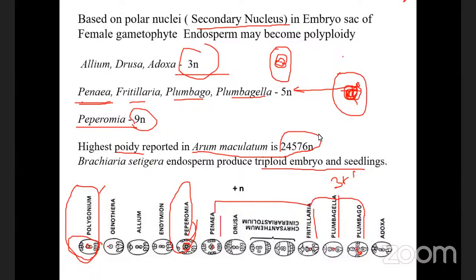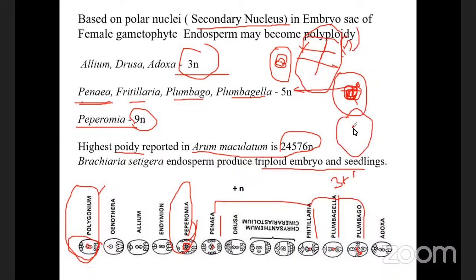24,000. You see the polyploid endosperm. Endosperm formation in angiosperms takes place by double fertilization, whereas in gymnosperms it forms before fertilization, by division of the female gametophyte, which directly divides and forms the endosperm. That's why in gymnosperms it is haploid, whereas in angiosperms it is not.